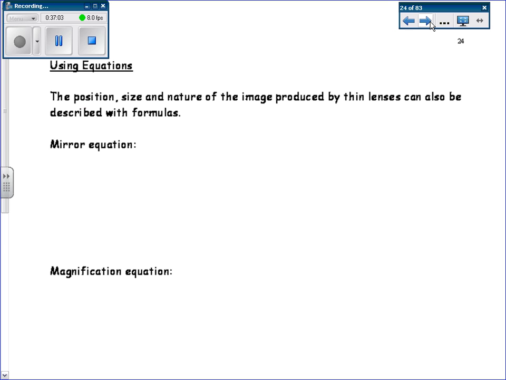Okay, so if you're comfortable with ray diagrams, there's only certain kinds of questions that you actually have to use algebra for. But most of the questions that you're given can be answered with a ray diagram, as long as you understand how to draw it to scale.